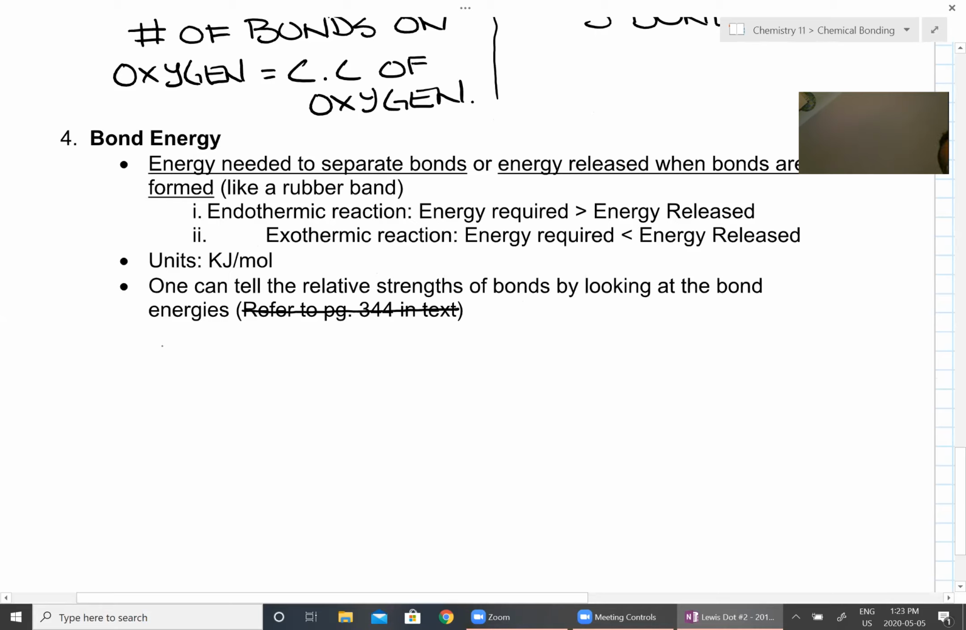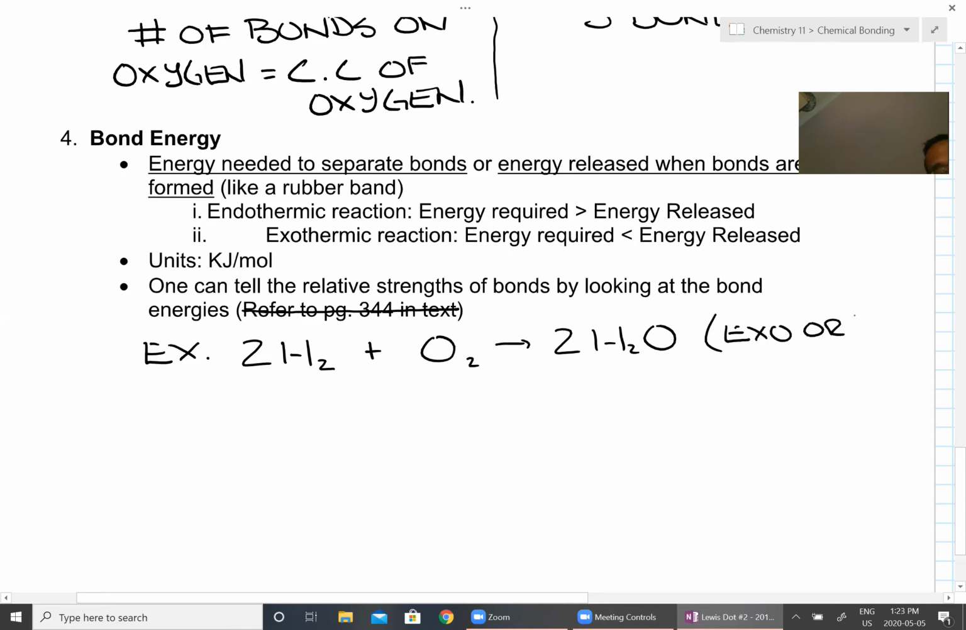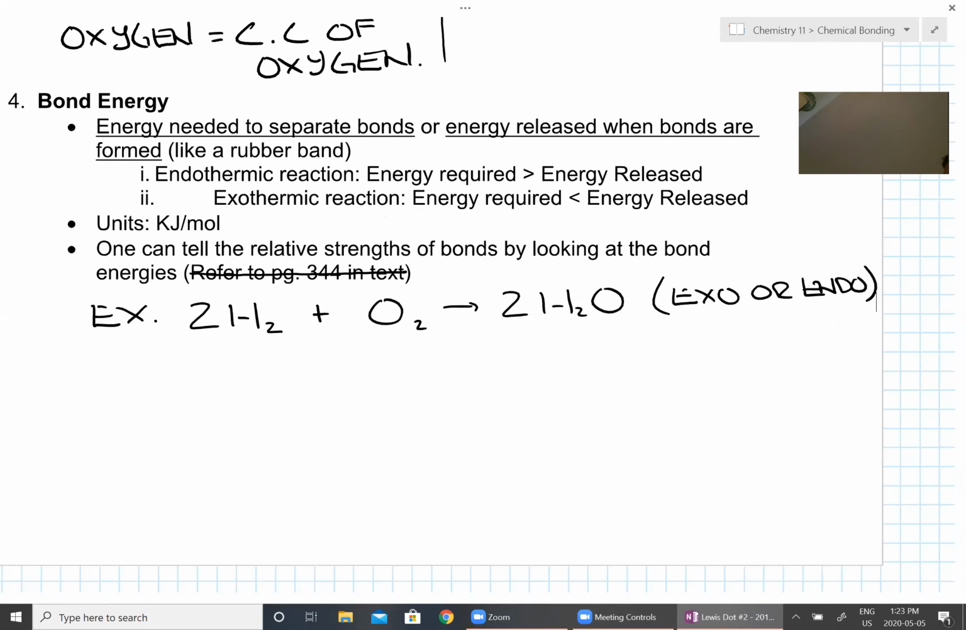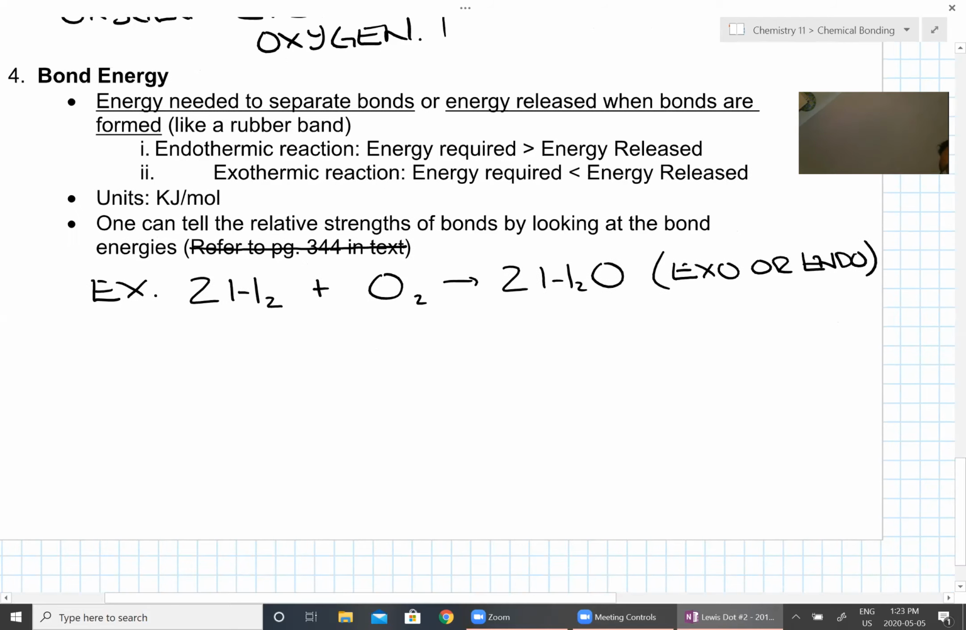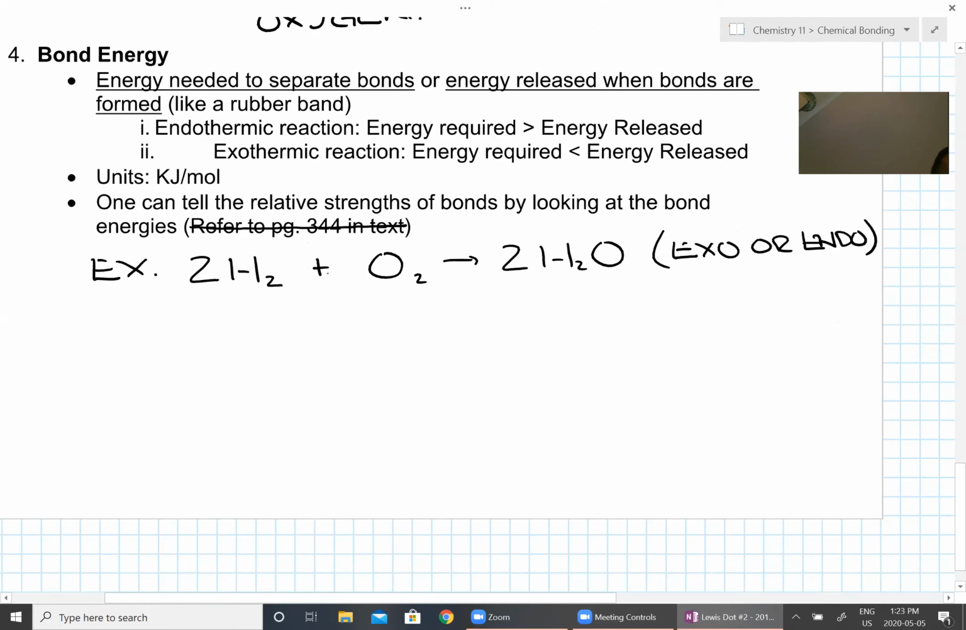So let me say, for example, we had 2H2 plus O2 gives you 2H2O. Now, the question is, is this an exo or endothermic reaction? So what we do is we draw the Lewis dot structure here in terms of the hydrogens and oxygens.